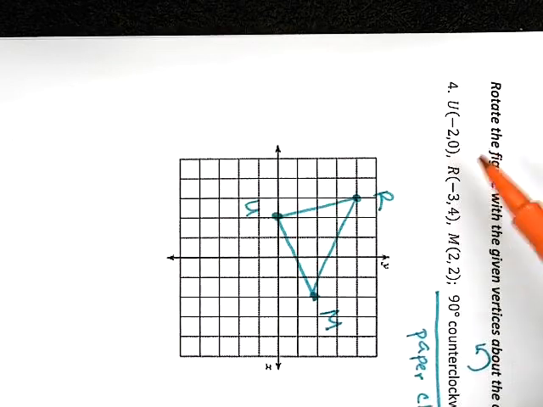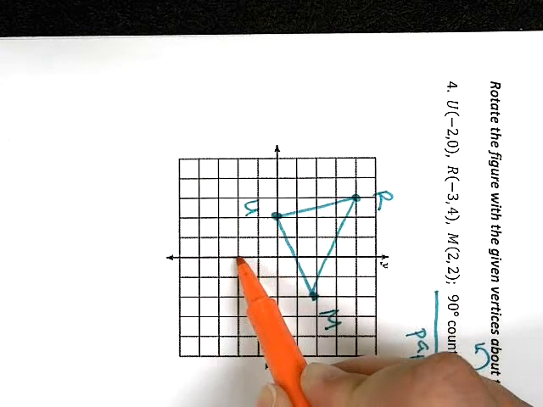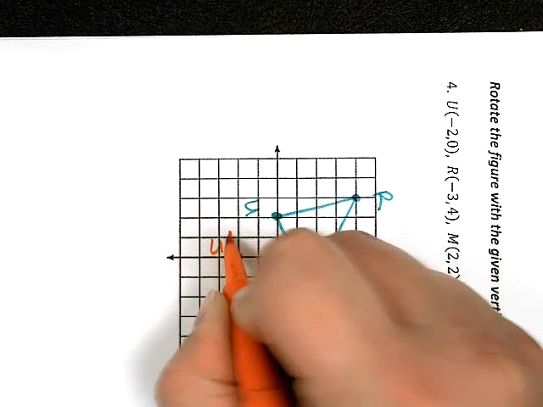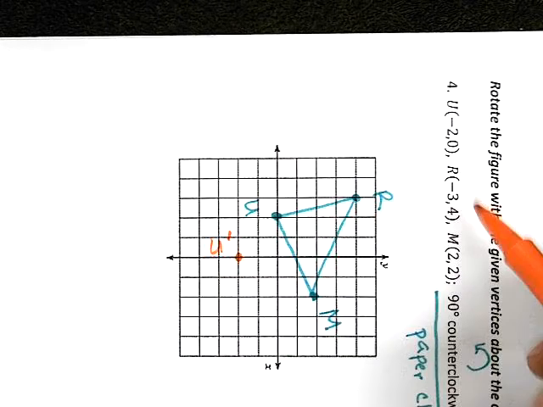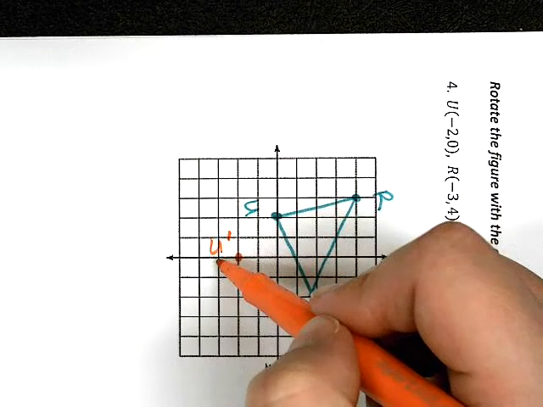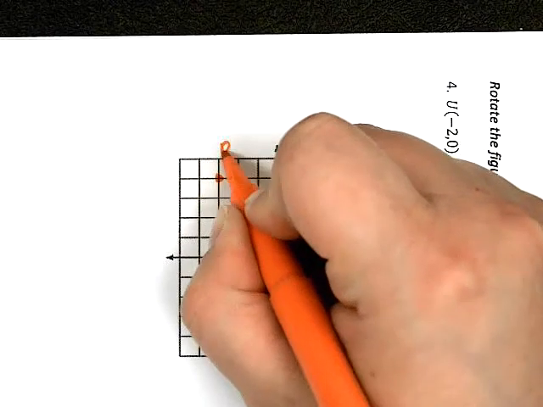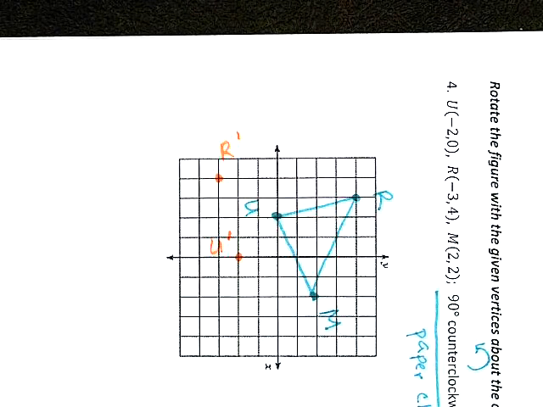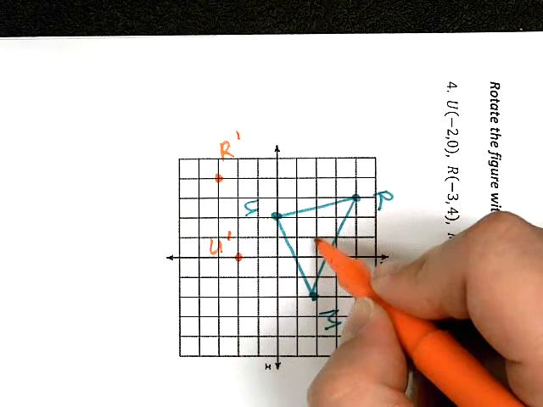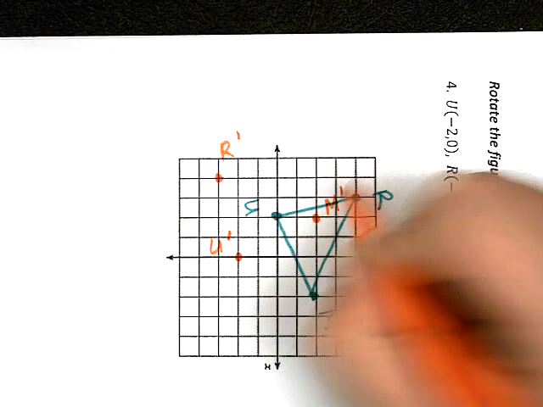So U prime is going to be at -2, 0. So here's my origin. -2, 0 would be right here. That's going to be U prime. And then I want the point -3, 4. So 1, 2, 3, 1, 2, 3, 4. That would be right here. That's my R prime. And then I want the point 2, 2. So here's my origin. 2, 2 would be right here. That's going to be my M prime.